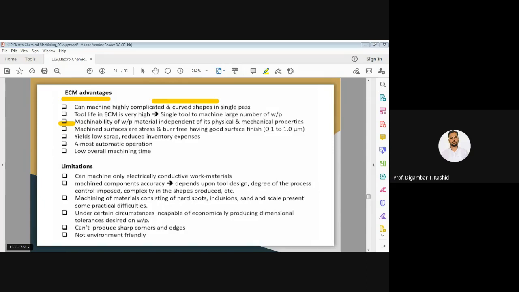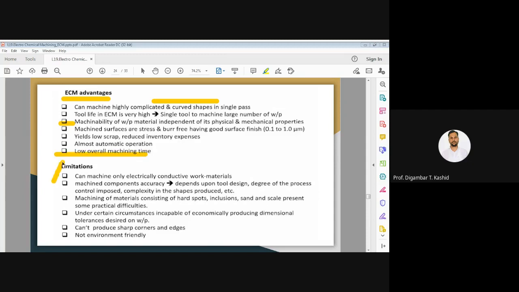The next advantage is low scrap rate, and reduced inventory expenses. Almost all the operations are automatic, and due to that the overall machining time is low. So the scrap rate is very low, the inventory expenses are reduced because of automation in operation, and the overall machining time is also very low. So these are the advantages.